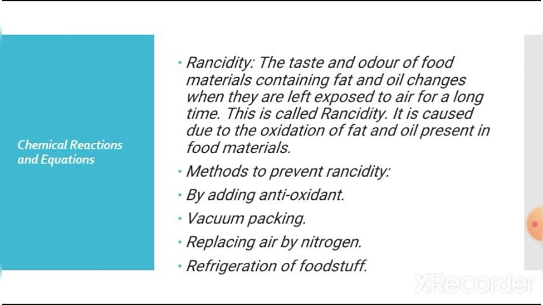Some methods to prevent rancidity: adding antioxidants like BHT, BHA, carotenoids. Vacuum packing, which means the food is kept in an airtight container where air is not present. Third, the food is kept in nitrogen gas, where nitrogen is an inert gas which does not react with any other substance and prevents the food from getting oxidized. And food is kept in the refrigerator so that it will not turn rancid, as it prevents the food from getting oxidized.